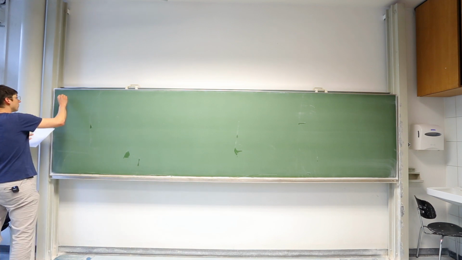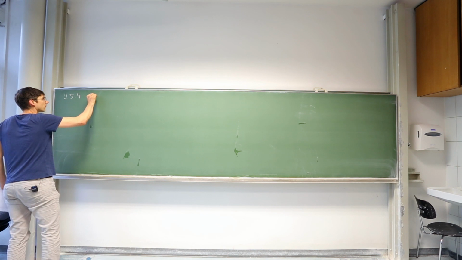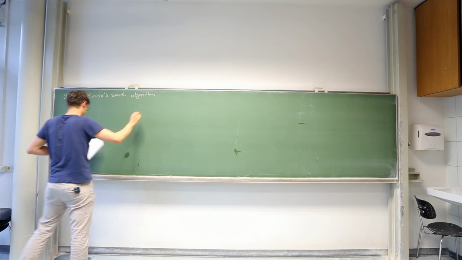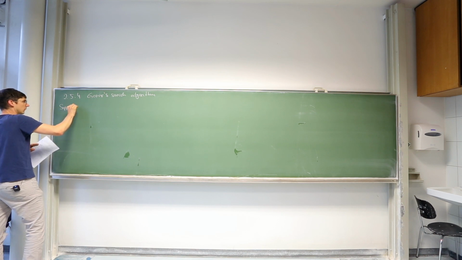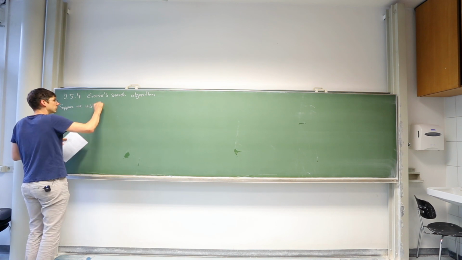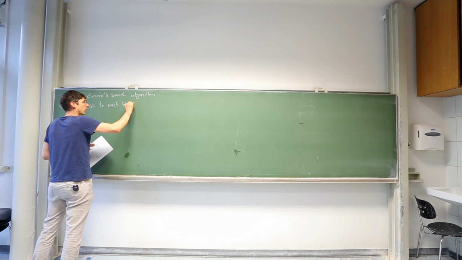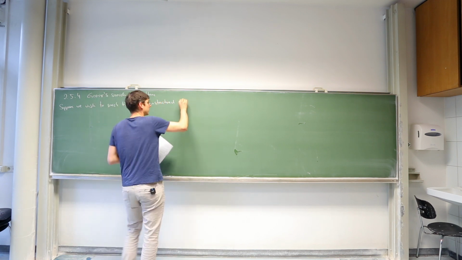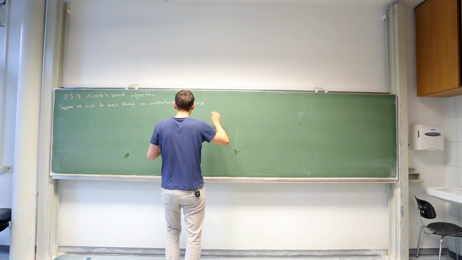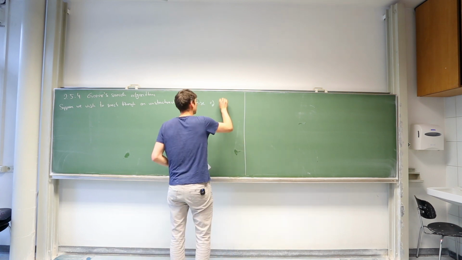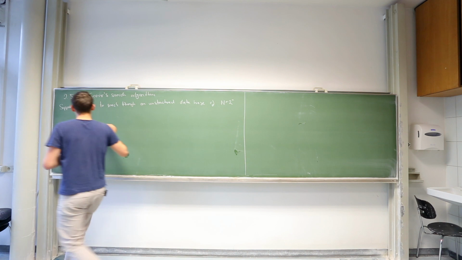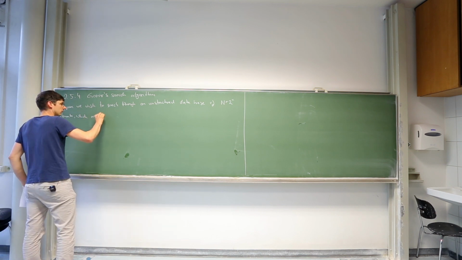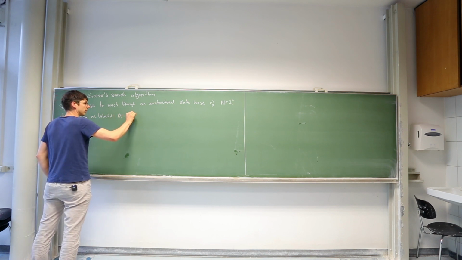Let me write this down. It's chapter 2.5.4. So suppose we wish to search through an unstructured database of N equal 2 to the n elements, which are labeled by 0 to 2 to the n minus 1.